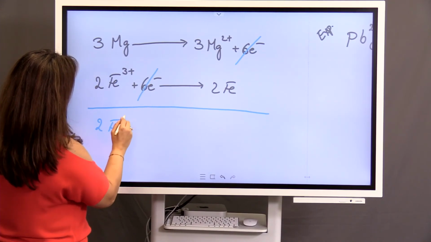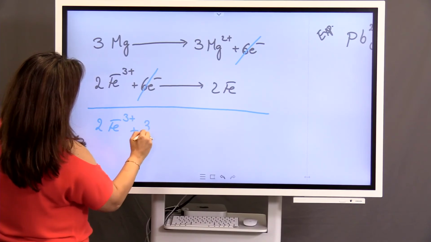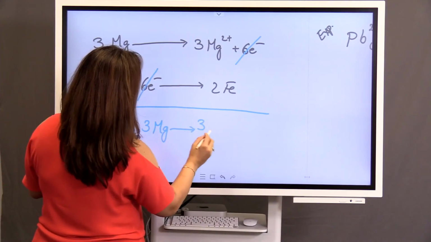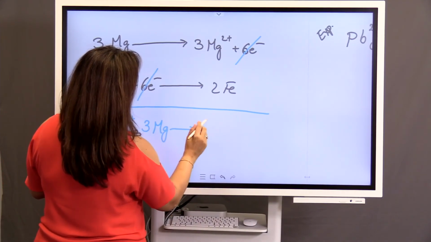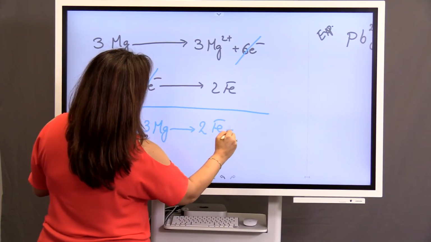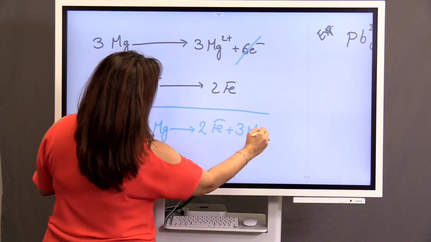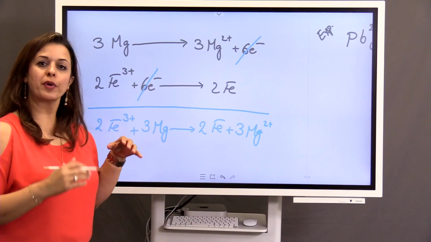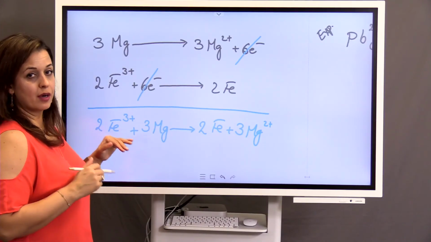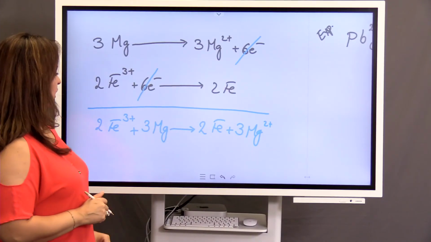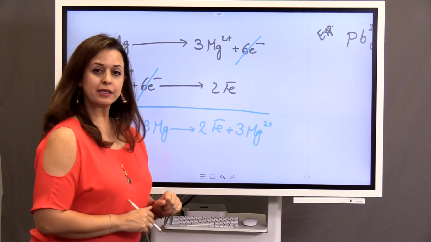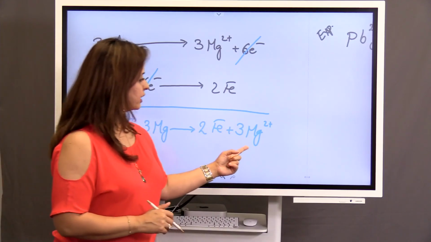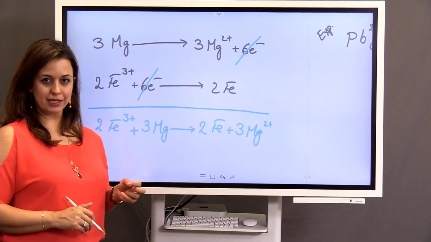2 Fe3+ plus 3 Mg on the left side, and let's stick with 2Fe. The order doesn't matter. You can write it anywhere. Okay? So, even at the end, the number of atoms and the charges must be balanced. 2Fe, 2Fe, 3 magnesium, 3 magnesium, 2 times 3, positive 6, 3 times 2, positive 6.